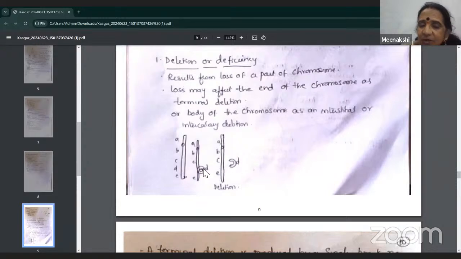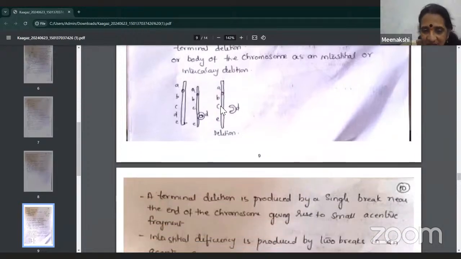Due to certain changes, such as chemical action or irradiation, there is a deletion of this particular gene, and the chromosome you end up with is A, B, C, and E. There is a total loss of the gene D. So it is from the middle of the body of the chromosome. That type of deletion is called intercalary deletion. If it is from the anterior part, then it is called a terminal deletion.